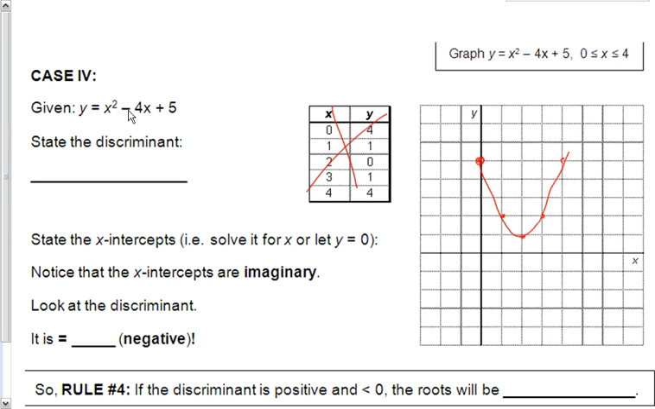Okay, so that's interesting. Let's look at the discriminant. b squared minus 4ac. Oh, that's not b. b is negative 4. Negative 4 squared minus 4 times 1 times 5. 16 minus 20 is negative 4. We cannot take the square roots of negatives in the real number system.